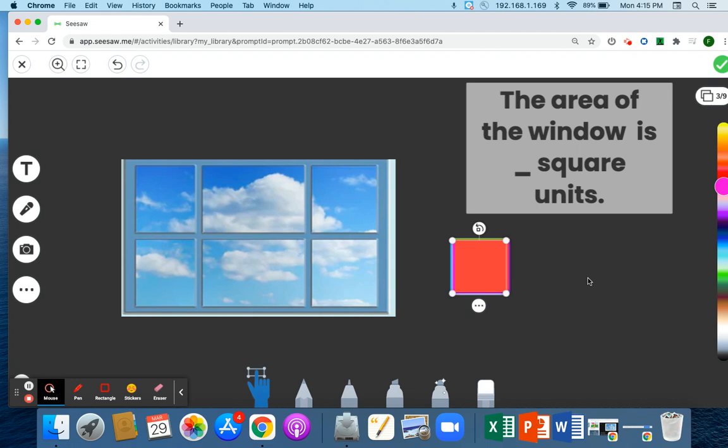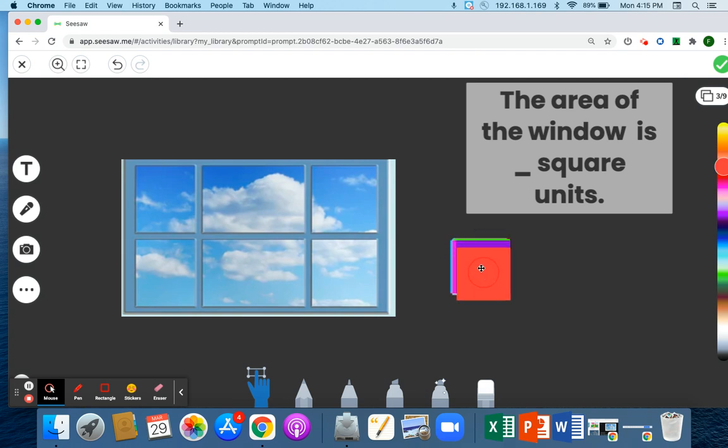Hi, third graders. We're working again today on finding the area of objects that are in the shape of a rectangle. And remember, area is something that we measure. When we measure area, we measure the inside of a shape. How much space is on the inside of an object or a shape? So we're not just going to measure the outside of this window. To find the area, we have to measure how much space the whole window takes up on the inside.